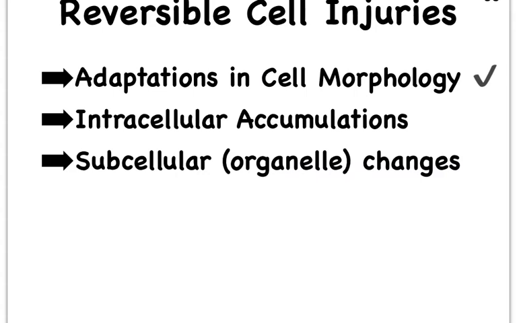Okay, so let's do a quick reflection on what we've done so far and what we're still needing to do. So far we've looked at how cells can somewhat adapt to appropriate stimuli by changing their cell morphology. So they can change their size and shape somewhat. They can change the number of cells, and they can change, what's the last thing, the cell type, right? Maybe go from a columnar cell to a squamous cell. So we still need to take a look at intracellular accumulations and organelle changes.